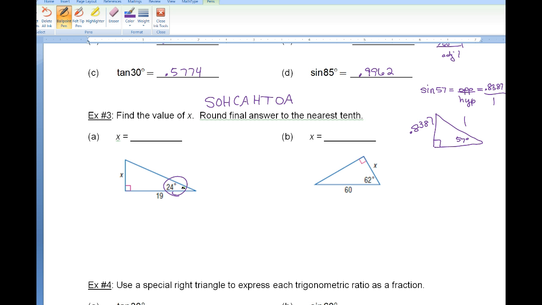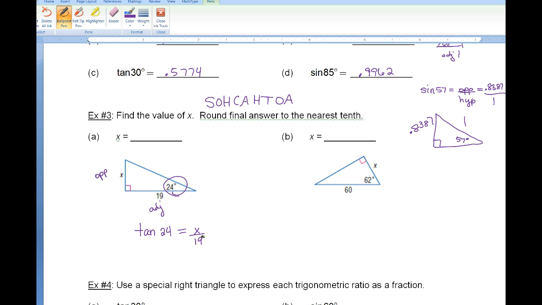So we always have two sides that we're working with. In this case, we're trying to find the opposite, and we are given the adjacent. The reason I do that is because I don't know anything about the hypotenuse. So I'm not going to use sine or cosine because that involves the hypotenuse. If we use sine, for example, we would have too many unknowns. So that's why I look at opposite and adjacent. That's the tangent. So it's going to be tangent of 24 equals x over 19.